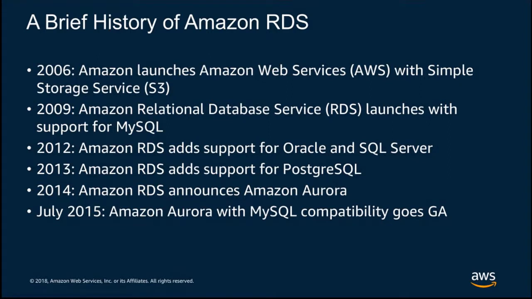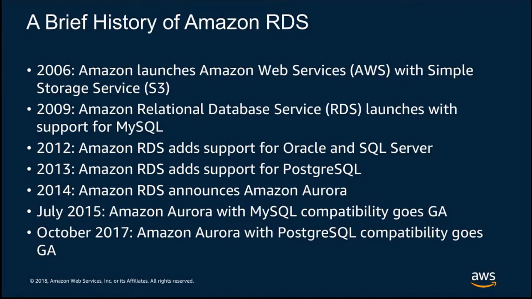We announced Aurora in November 2014, and the MySQL compatible version of Aurora went GA in July of 2015. And then, I don't have it on the slide here, but in November of 2016, we announced plans to add Postgres compatibility, and in October 2017, we actually went GA with Amazon Aurora with Postgres compatibility.